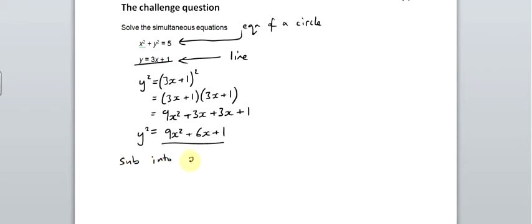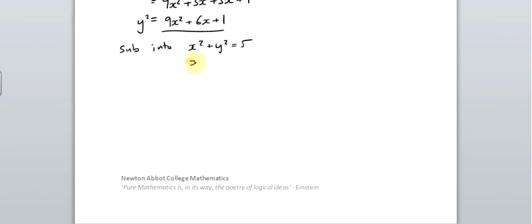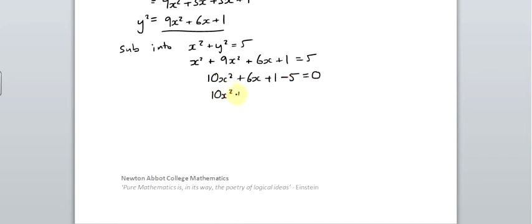So I'm going to substitute into x squared plus y squared equals 5. Here we go. So we've got the x squared. Now y squared is this lot, so it's plus 9x squared plus 6x plus 1 equals 5. And I'm going to simplify it, so I'm going to add those two together to get 10x squared plus 6x plus 1, and I'm going to subtract the 5 to leave it equal to 0, and you'll see why in a minute. So 10x squared plus 6x, 1 minus 5 is minus 4.